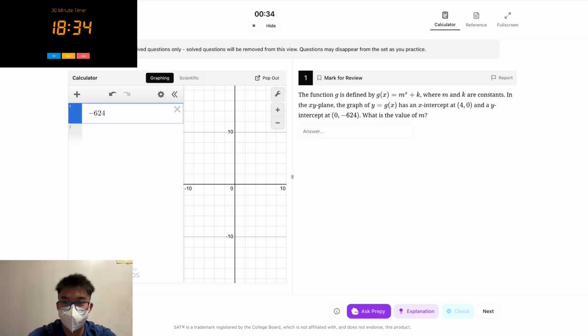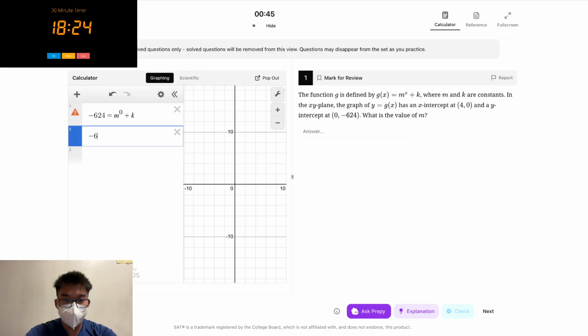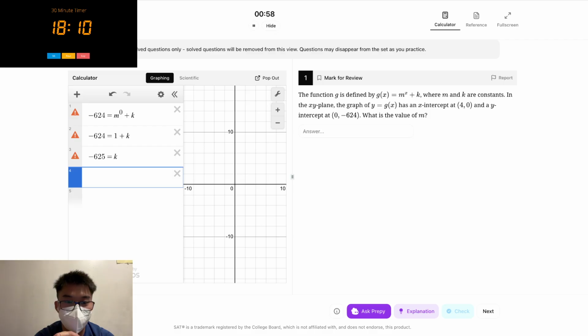624. Negative 624 is equal to m of x, which is 0, plus k, right? So, when doing this, you will have negative 624 is equal to 1, because anything raised to 0 is 1, plus k. And then you subtract that, negative 625 is equal to k. So we have k now. Now we have the x-intercept. So g of x has the x-intercept at 4.